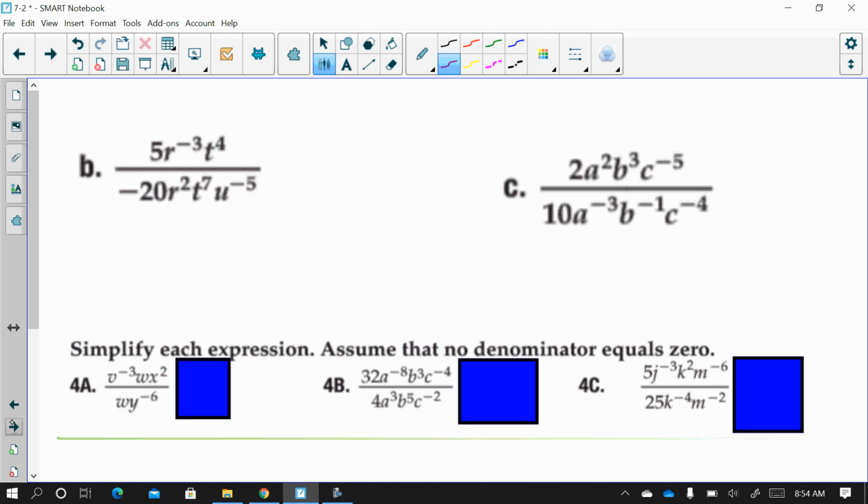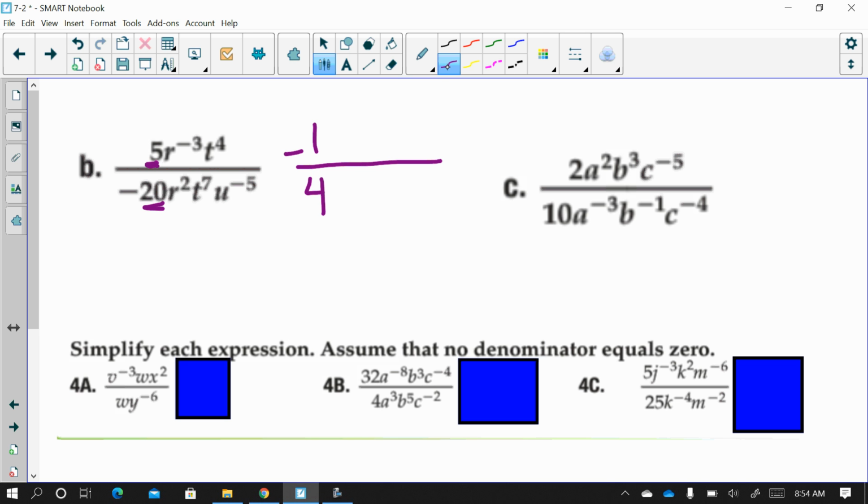Okay, let's look at another one. Okay, letter B. I'm going to start with the coefficients. 5 over negative 20. Well, I know 5 over 20 is the same thing as 1/4. So that's just negative 1/4. And it doesn't matter where you put the negative. Conventionally, we put the negative in the top.